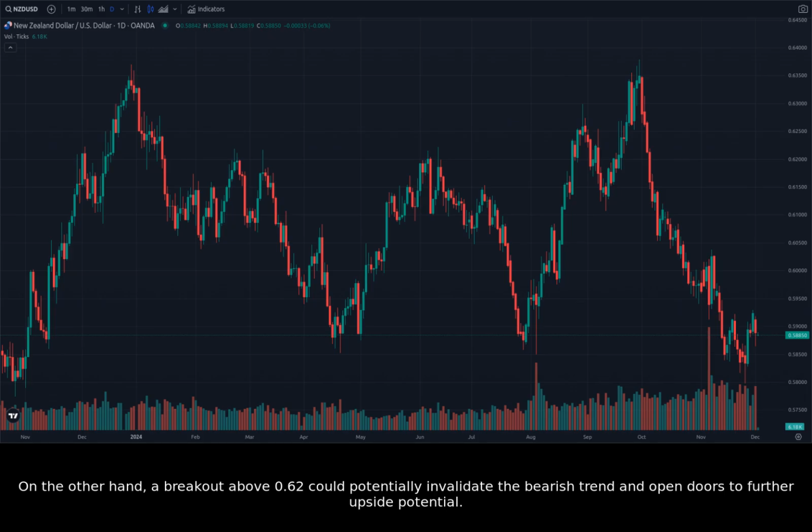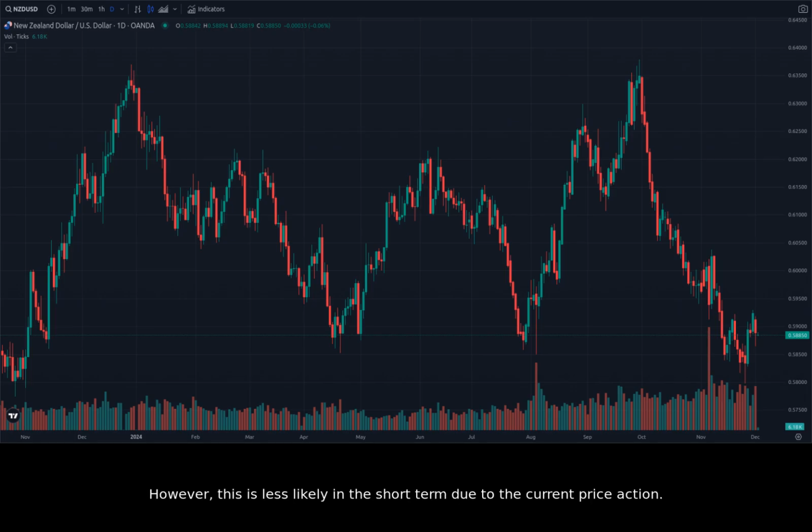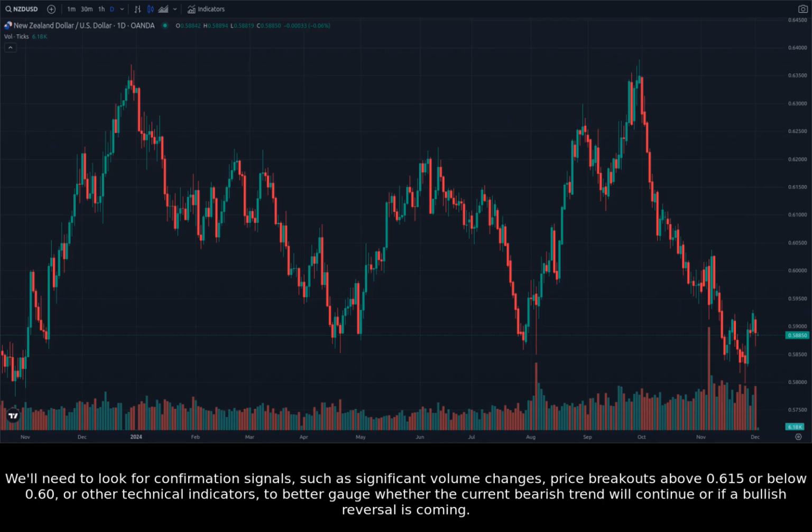On the other hand, a breakout above 0.62 could potentially invalidate the bearish trend and open doors to further upside potential. However, this is less likely in the short term due to the current price action. We'll need to look for confirmation signals, such as significant volume changes, price breakouts above 0.615 or below 0.60, or other technical indicators, to better gauge whether the current bearish trend will continue or if a bullish reversal is coming.